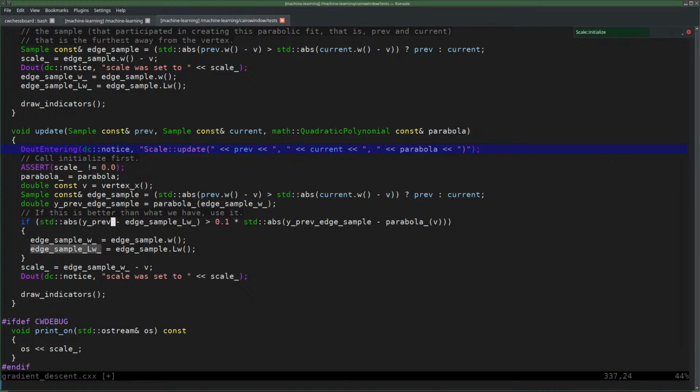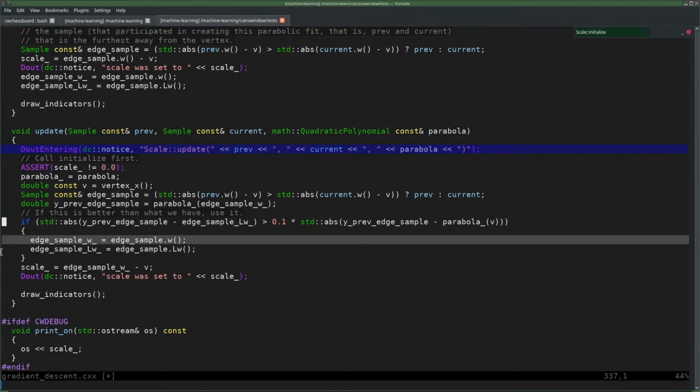I think this is correct. So if the actual sample data lies further away from the parabola that we have now, at the W value that belongs to it, then 10% of that distance relative to the vertex y coordinate, then I want to throw it away, and therefore we just copy the new values. Otherwise I keep them.